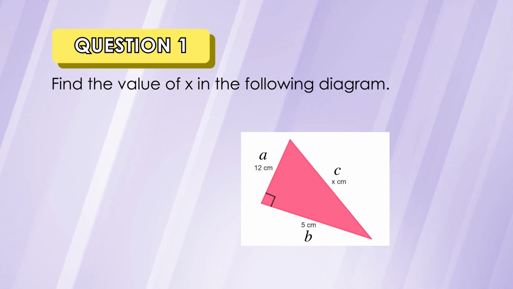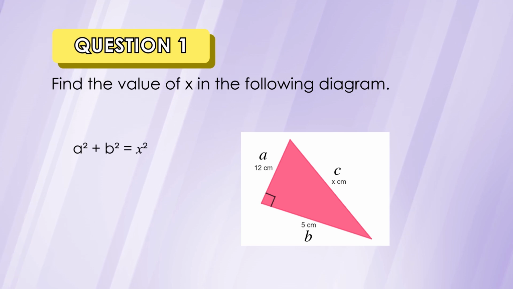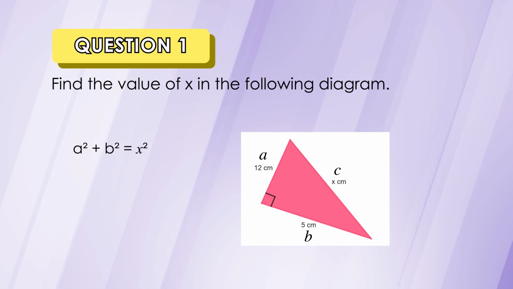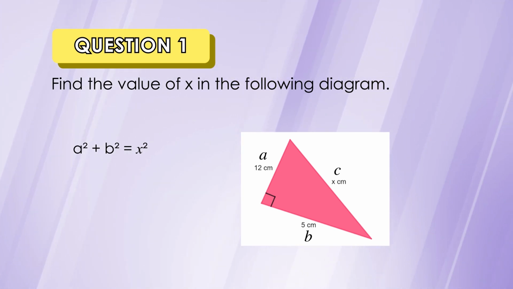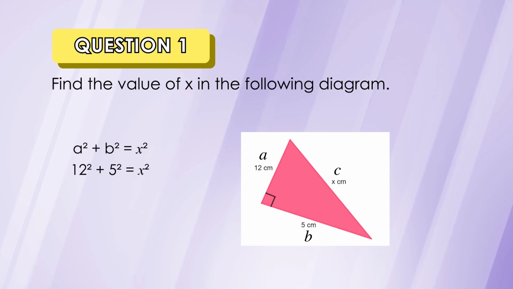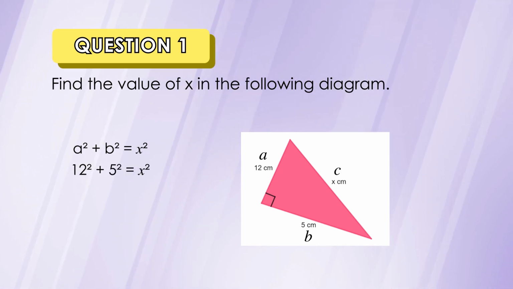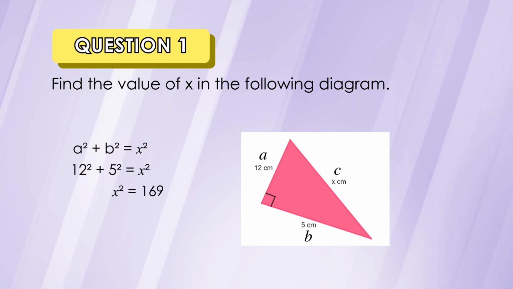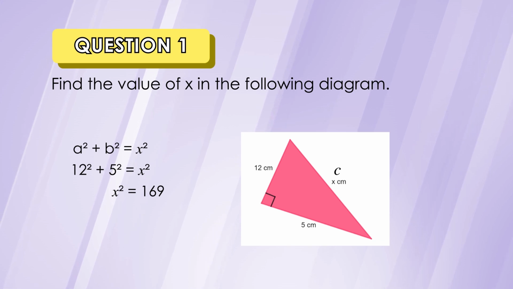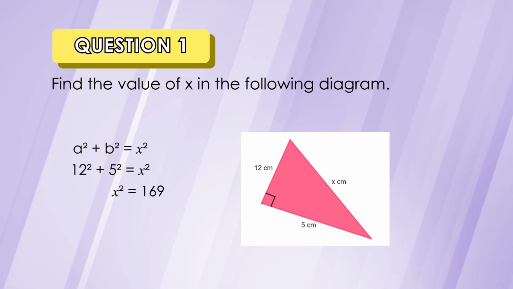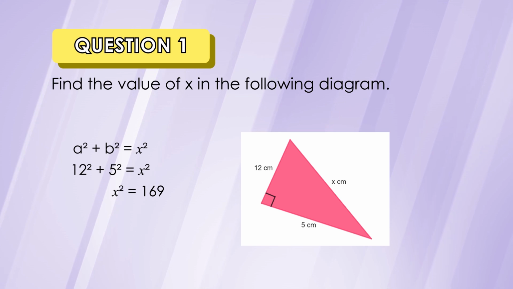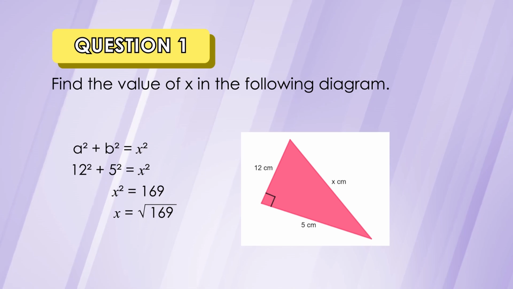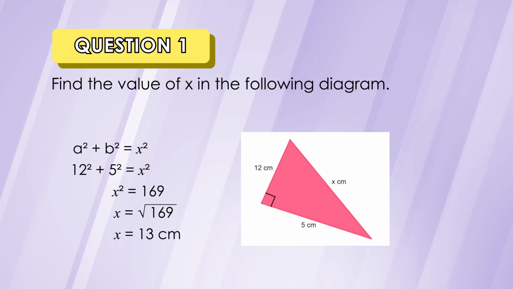The other two sides can be written as A and B. Now, we will be using the theorem. Substitute each of the length in the theorem like this. X squared equals 12 squared plus 5 squared, which is 169. But we want the answer for x. Thus, we need to square root 169. The answer for x is 13 centimeters.